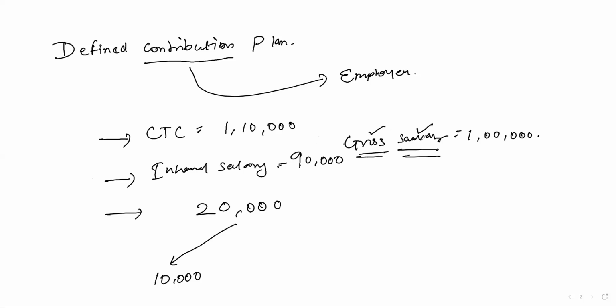So gross savings is 1 lakh. Yeah, KG is facing that issue as well.